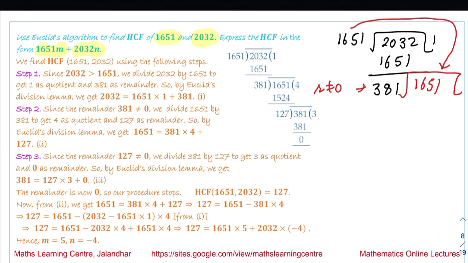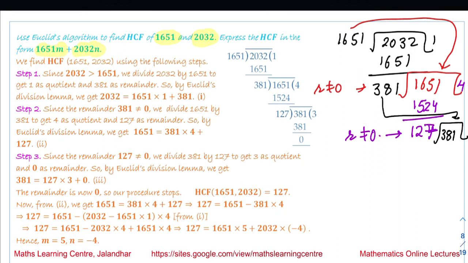When we divide these two values, we see 381 times 4 is 1524, and the remainder we are left with is 127. Again, the remainder is not equal to 0, so we have to divide by 127 now, dividing 381. 127 times 3 is 381, and the remainder we are left with is equal to 0.